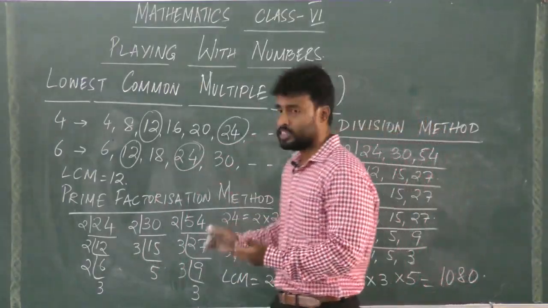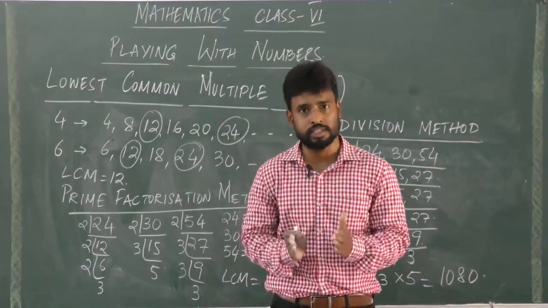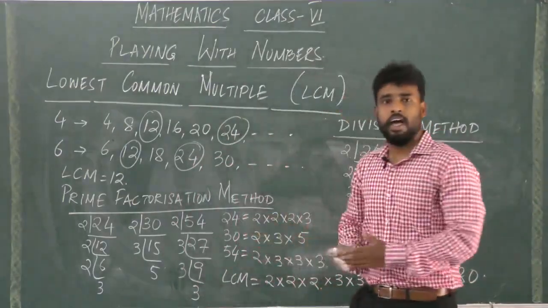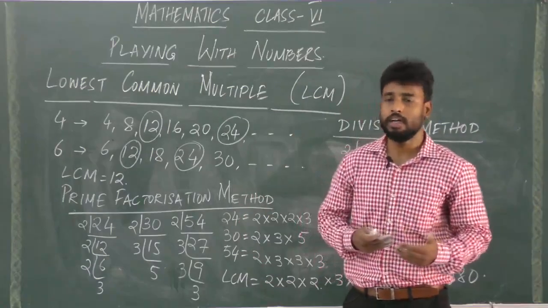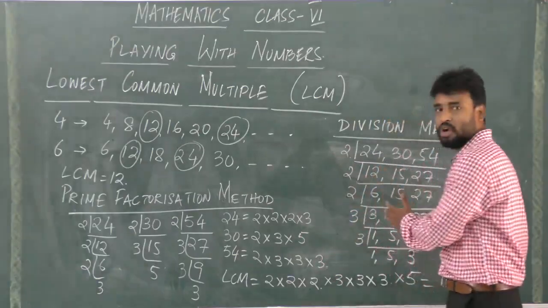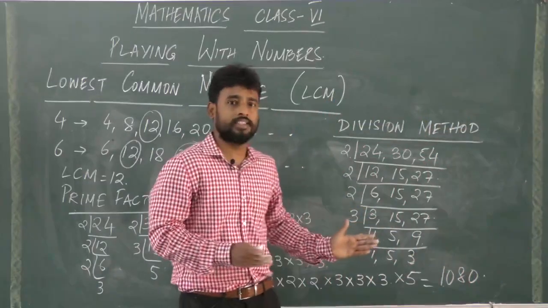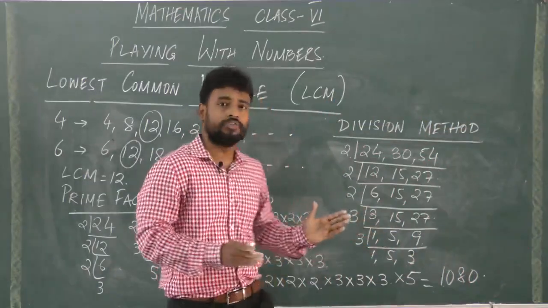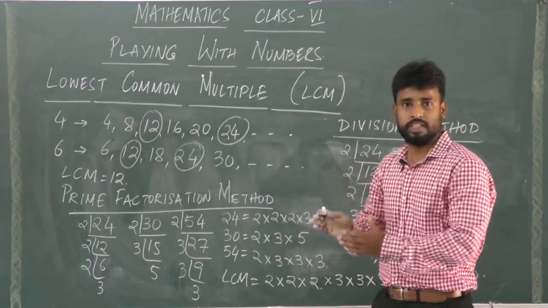So in the prime factorization method, what we do is we separately find out the prime factors of each number, then we take them together and we see how many times of repetitions are there for each prime number, and then accordingly we find out the LCM. In the division method, what we do is we take them all together and we factorize them. So this is how we find out LCM, by the prime factorization method and by the division method.